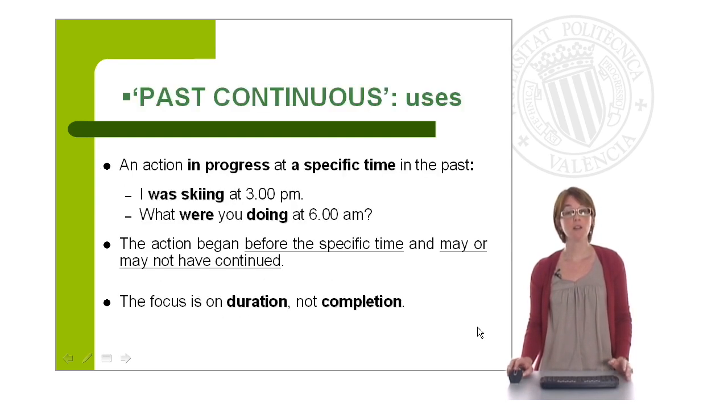Right, now let's move on to the past continuous. We normally use the past continuous when we want to express that an action was in progress at a specific time in the past. For example, I was skiing at 3 p.m. Or, what were you doing at 6 a.m.?